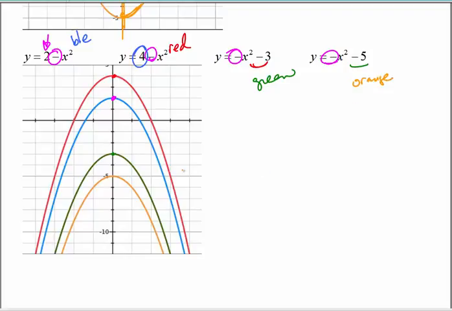So if you have an x squared, you're going to have a parabola that points up, like a smiley face. But if you have a negative x squared, it's going to go down like a frown. But all these parabolas are again symmetric. Most of these are going to be symmetric with respect to the y-axis.